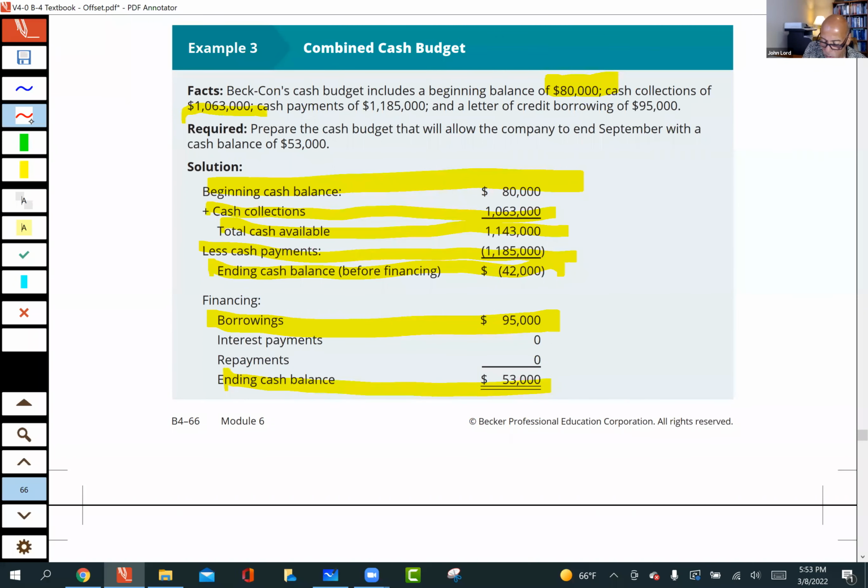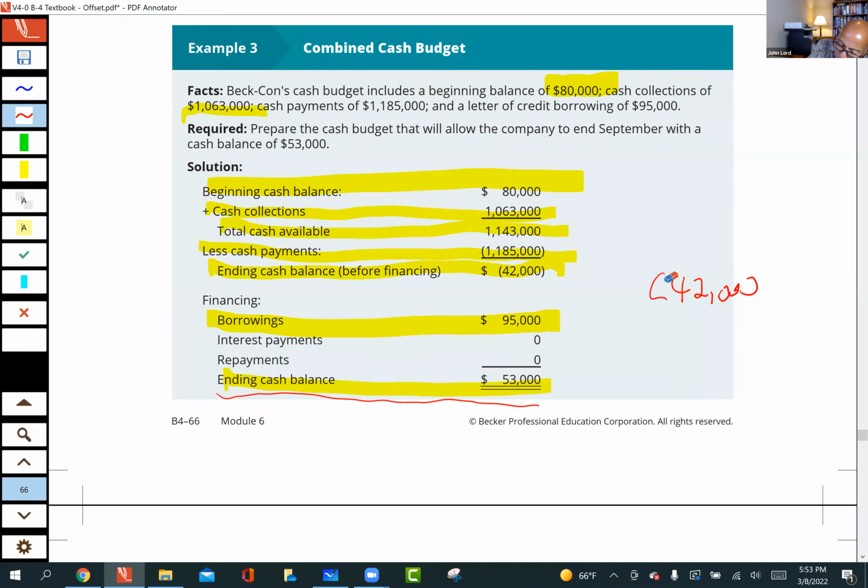Now, if the question asked you, and I think this would be more likely, instead of asking you what the ending balance is going to be and giving you all that information, they may ask you to figure out, well, what's the amount that they need to borrow? And if they were to sit there and ask us that, then we would know that we're having a $42,000 deficit, right?